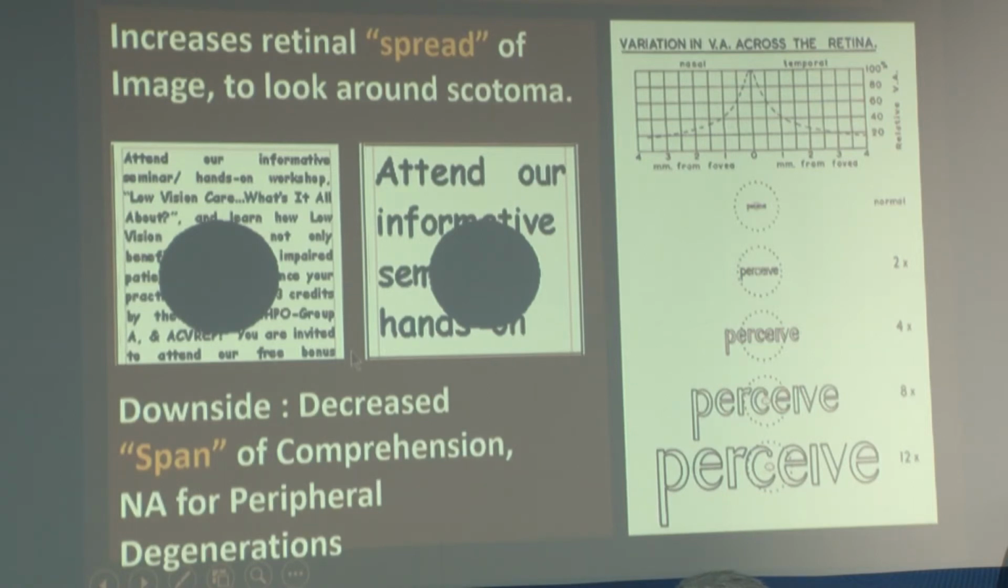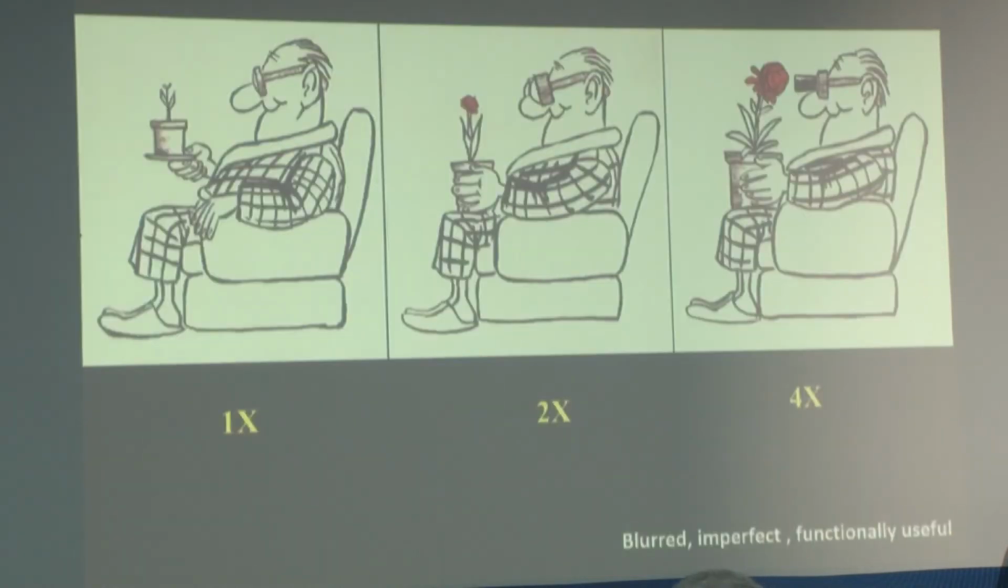The downside of this is that it decreases the span of comprehension, and it won't be applicable in cases where there are peripheral degenerations, for example, retinitis pigmentosa. This is another example: there's a nice flower, but a patient with low vision cannot appreciate it. The more you magnify, the better the beauty of the flower that the patient can appreciate. Basically, it creates a blurred, imperfect, yet functionally useful image for a patient with low vision.